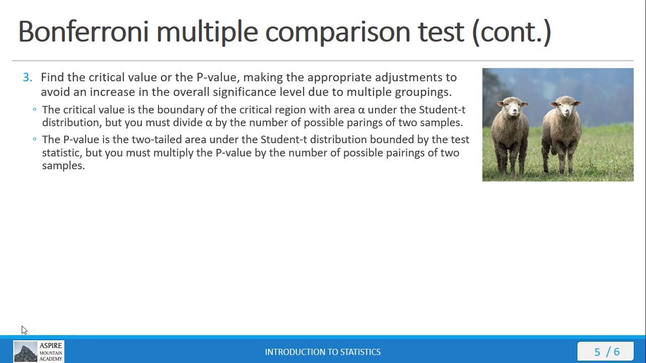The p-value then is going to be a two-tailed area with the same student t-distribution, but it's bounded by the test statistic. Here's the kicker. You've got to multiply the p-value by the number of possible pairings. So with the critical value, you're dividing. With the p-value, you're multiplying. In either case, your degrees of freedom is going to be the total sample size. So you've got all the samples added together to get you a total sample size minus the number of groupings that you've got.